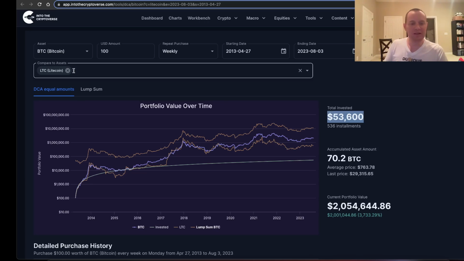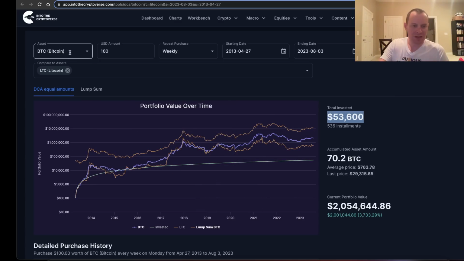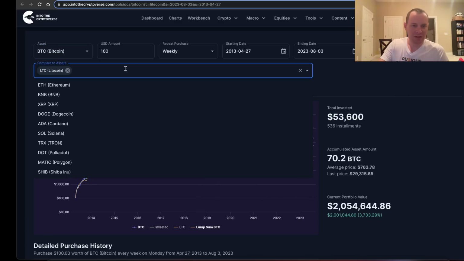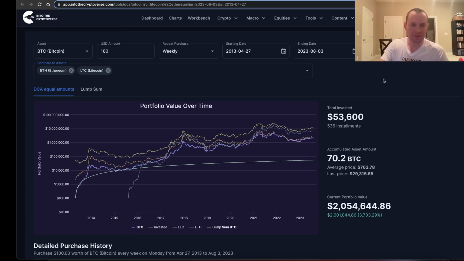So hopefully this tool can be valuable to you. Remember, you can access this tool via the free plan. You don't need a paid subscription to access this tool. Now, we're probably going to add some new features to the tool that are related to the risk metrics and whatnot, which you can't access on the free plan. But if all you want to do is look at various strategies and look at various cryptocurrencies here and see how they compare, you have the ability to do that.